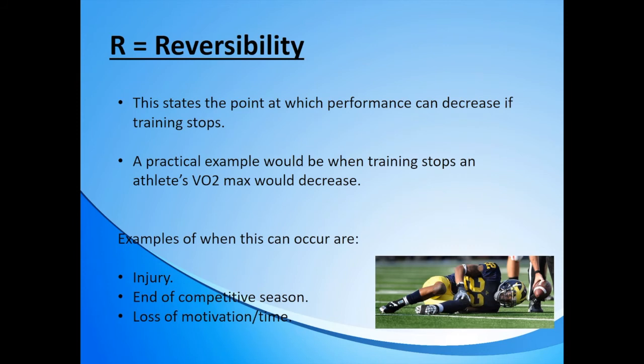R for reversibility. So this is the stage at which training or performance can decrease. So an example of this is when training stops, an athlete's VO2 max would then start to decrease because they're no longer working that cardiovascular system. Further examples of when reversibility can occur are injury, the end of the competitive season, or a loss of motivation, and not having that time to exercise would result in a decrease in fitness.